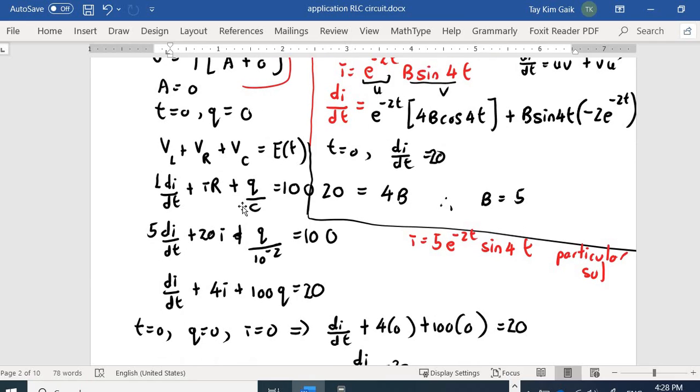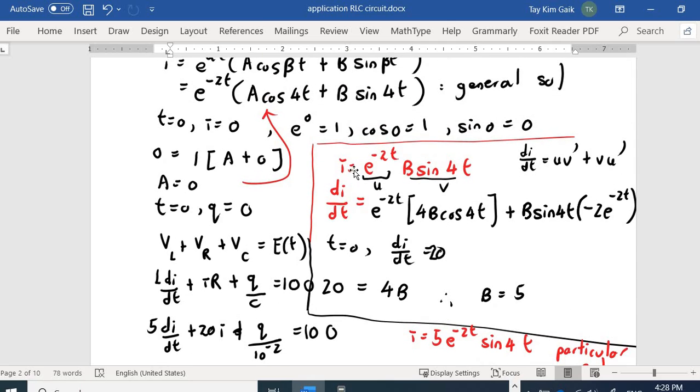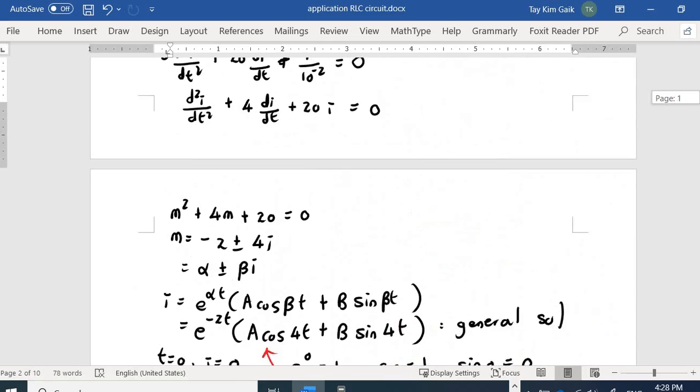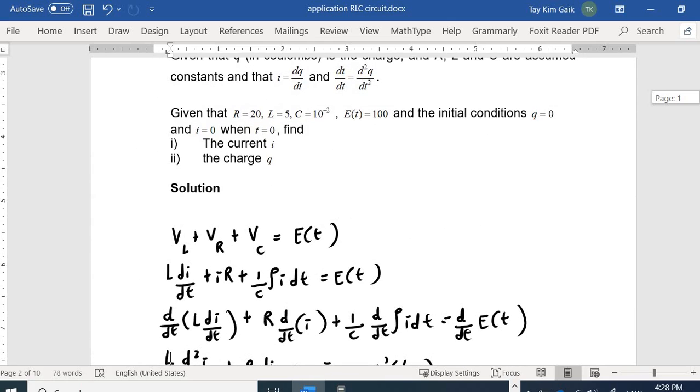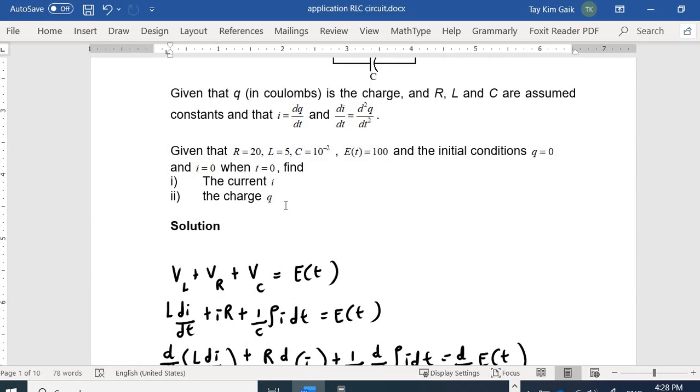When t is 0, I is 0, Q is 0, and we know that dI/dt is 20. So to get dI/dt from I, you differentiate with respect to t. Here you have to use the product rule. Then plug in t equals 0, dI/dt equal to 20. We found B is 5. Plug in 5, and this is the particular solution. So we have solved the first one, modeling the RLC circuit in terms of current I. Now we would like to model in terms of charge Q.